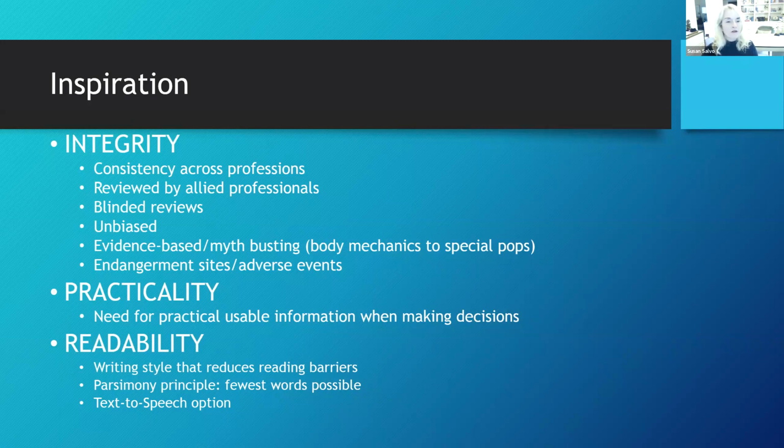So once you look at the first bullet, it says consistency across professions. It became real apparent to me early in my writing career that some of the stuff that we were saying in our textbooks were not what they were saying in PT textbooks or esthetician textbooks or psychology textbooks. So I made sure that whatever's in my textbooks has been vetted. Now, how do I do that? If you look at the next 2 bullets, you'll see reviewed by allied professionals and blinded reviews. So this is one way to attain integrity.